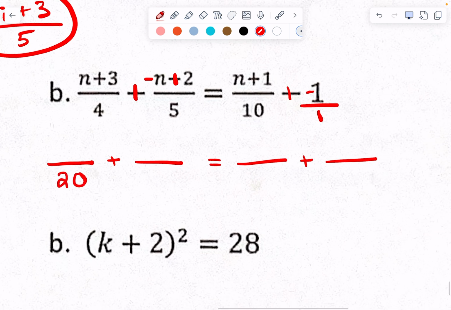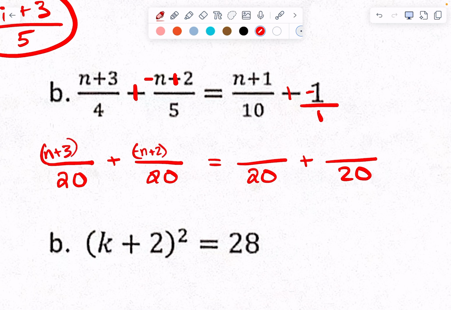Okay, we're going to go over 20. Yep. So we're going over 20. All right, we've got n plus 3 here just chilling. We've got negative n plus 2 over here just chilling. We've got n plus 1 over here just chilling. We've got negative 1 just chilling.